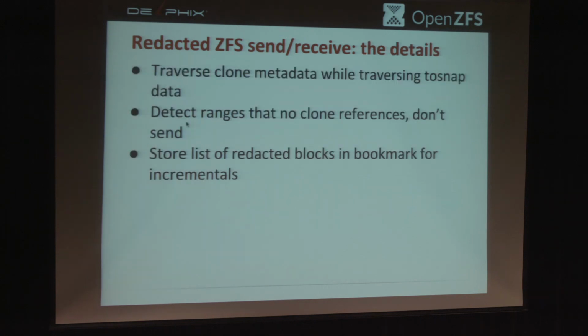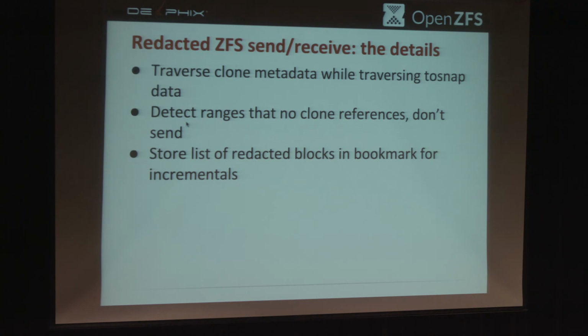So the way that it works, more technically, is you're traversing the metadata of the various clones while you're traversing the snapshot that you're sending. You find the ranges that the clones have changed. You find the intersections of all of those ranges to find the things that every clone has modified, because those are the things you think are sensitive. And then any blocks that the ToSnap would send in those ranges, you simply don't send. And then you store that list of blocks you didn't send in a new kind of bookmark we call a redaction bookmark that you'll use for incremental sends.